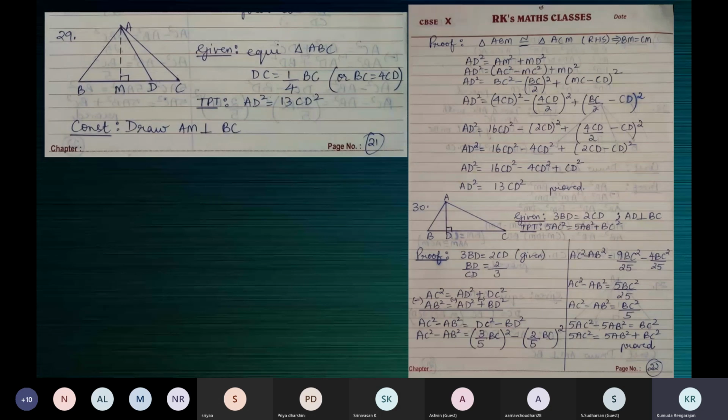We write the result for AD square from a right triangle, and then whatever we don't want. Now this MD square alone, we wrote it as MC minus DC, because MC can be written in terms of BC by 2, and BC is 4 times CD.